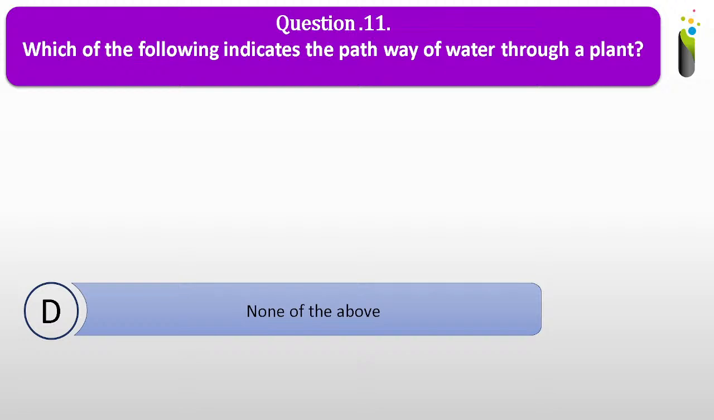Well, the correct answer for question number 11 is none of these. I know you might have been confused here.